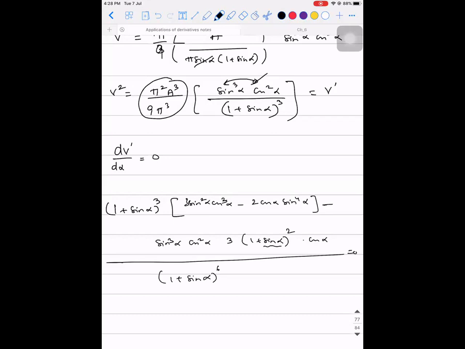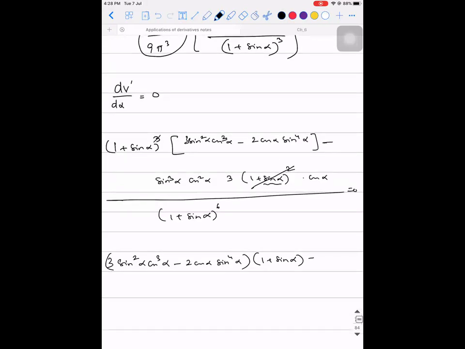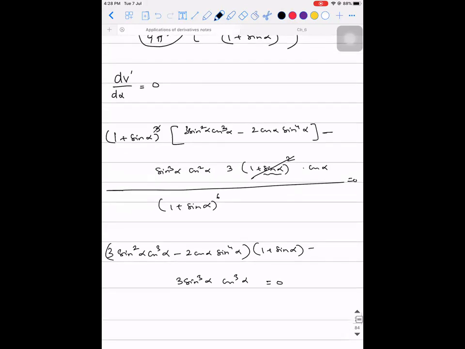So what will get cancelled? 1 plus sin alpha the whole square and this will get cancelled. So we have 3 sin square alpha cos cube alpha minus 2 cos alpha into sin power 4 alpha, the whole multiplied with 1 plus sin alpha minus 3 sin cube alpha into cos cube alpha equal to 0. Right. So what will get cancelled? I can cancel sin square. Here sin square is gone. Here one sin is left.